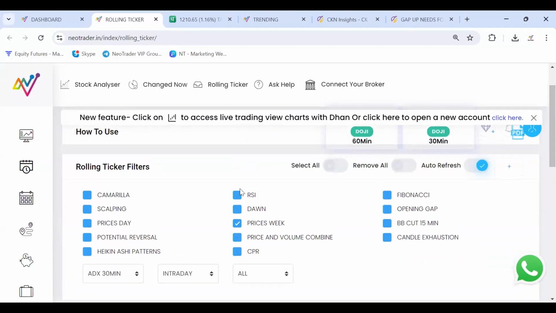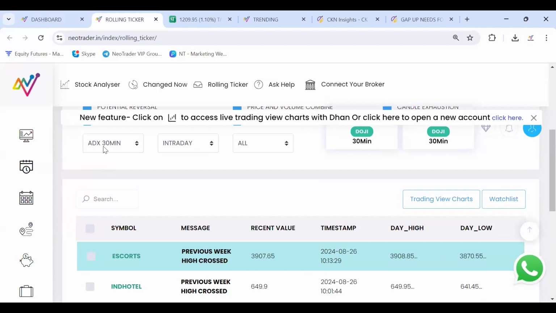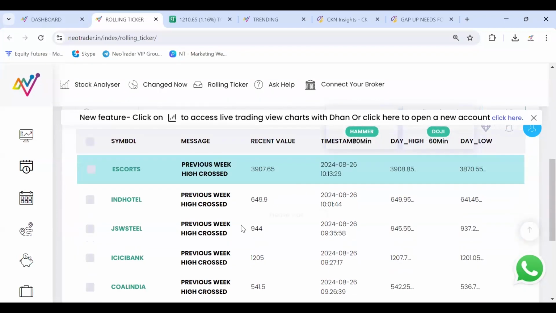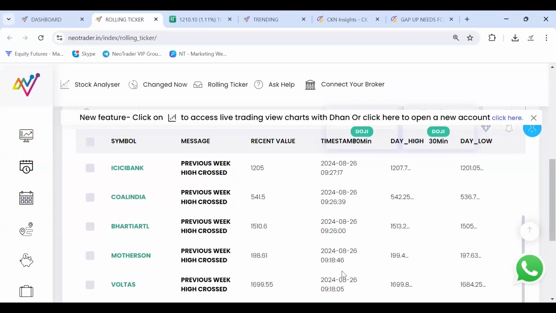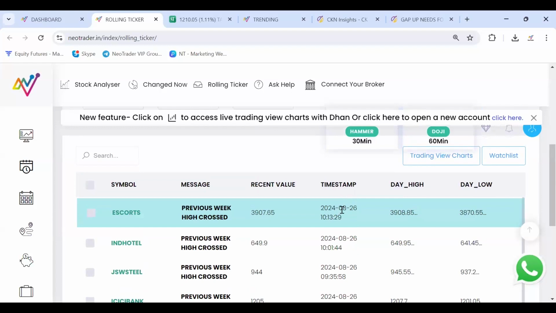Okay, I will see if prices are crossing the previous week high. So that means they are certified by ADX, and I can see that these are some stocks crossing the previous week high. So अगर देखिए, all of them are today's date. You can see all of them are today's date. So there is a movement seen today in these names.